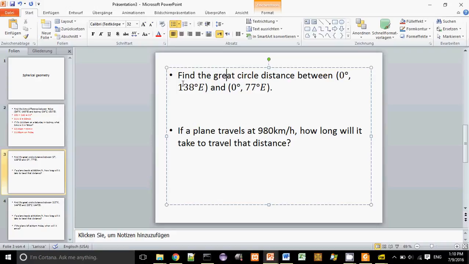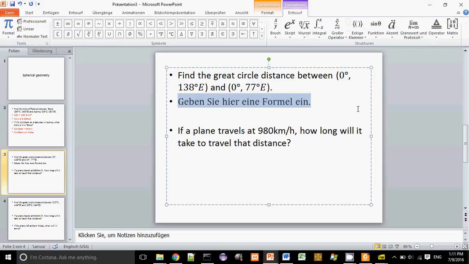Anyway, we're going to look at the difference between 138 and 77. Oh, it's present. Okay, so 138 minus 77. That'll be 61, I think, degrees.